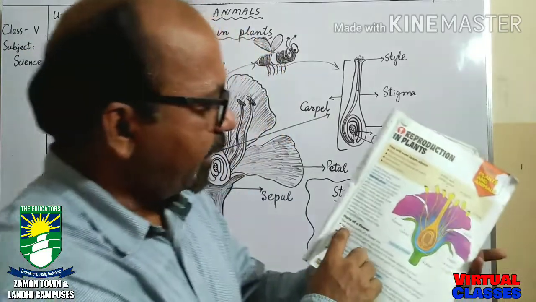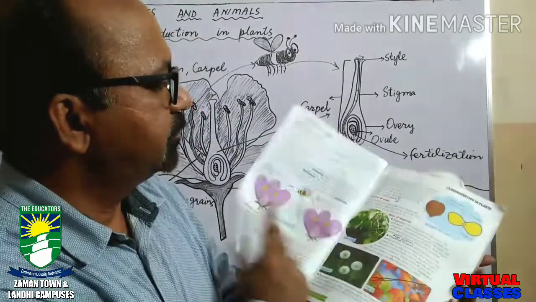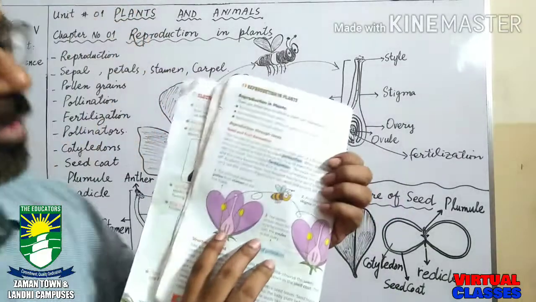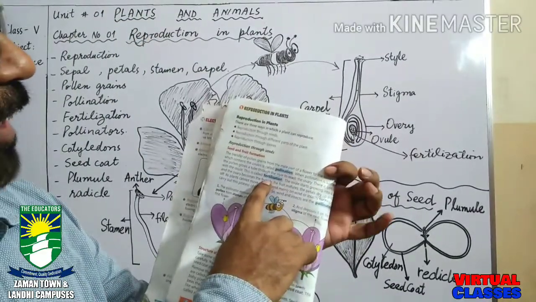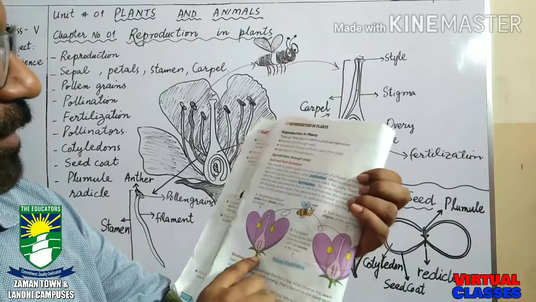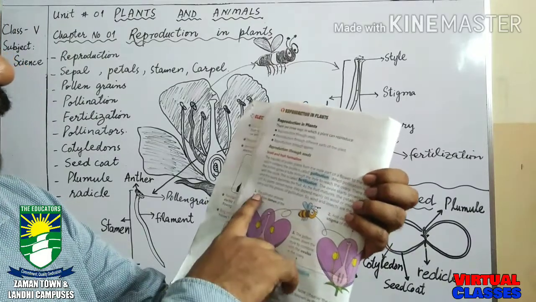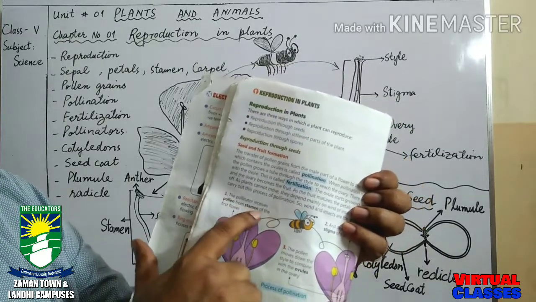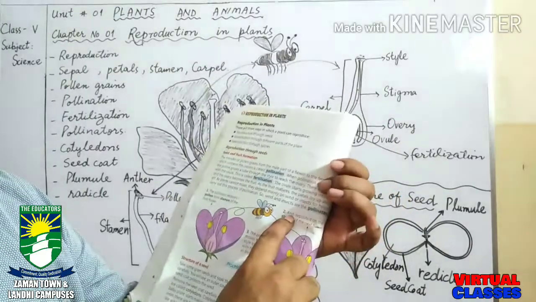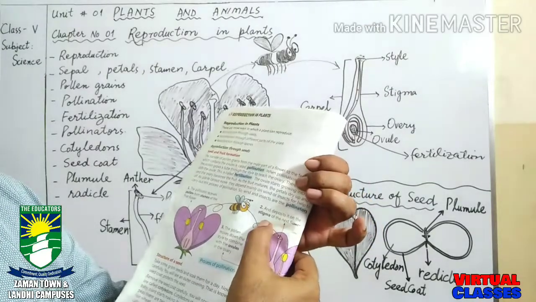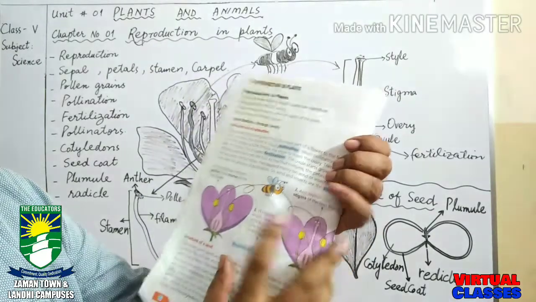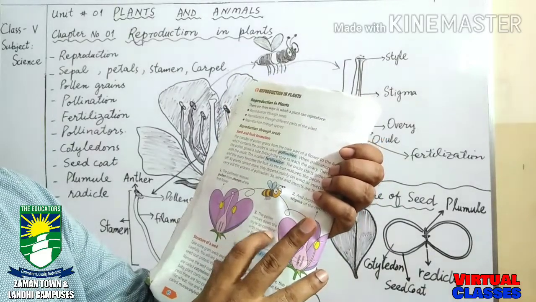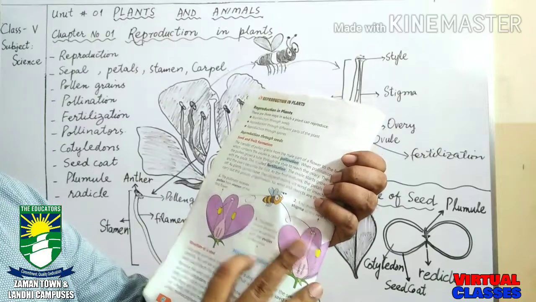So we have seen sepals, petals, stamen, carpel, and the process of pollination, fertilization, and pollinators. In the process of pollination, the first step is that the pollinator receives pollen from the stamen of the first flower. Second step, it deposits it on the stigma of the next flower. And third, the pollen moves down the style to combine with the ovules in the ovary.